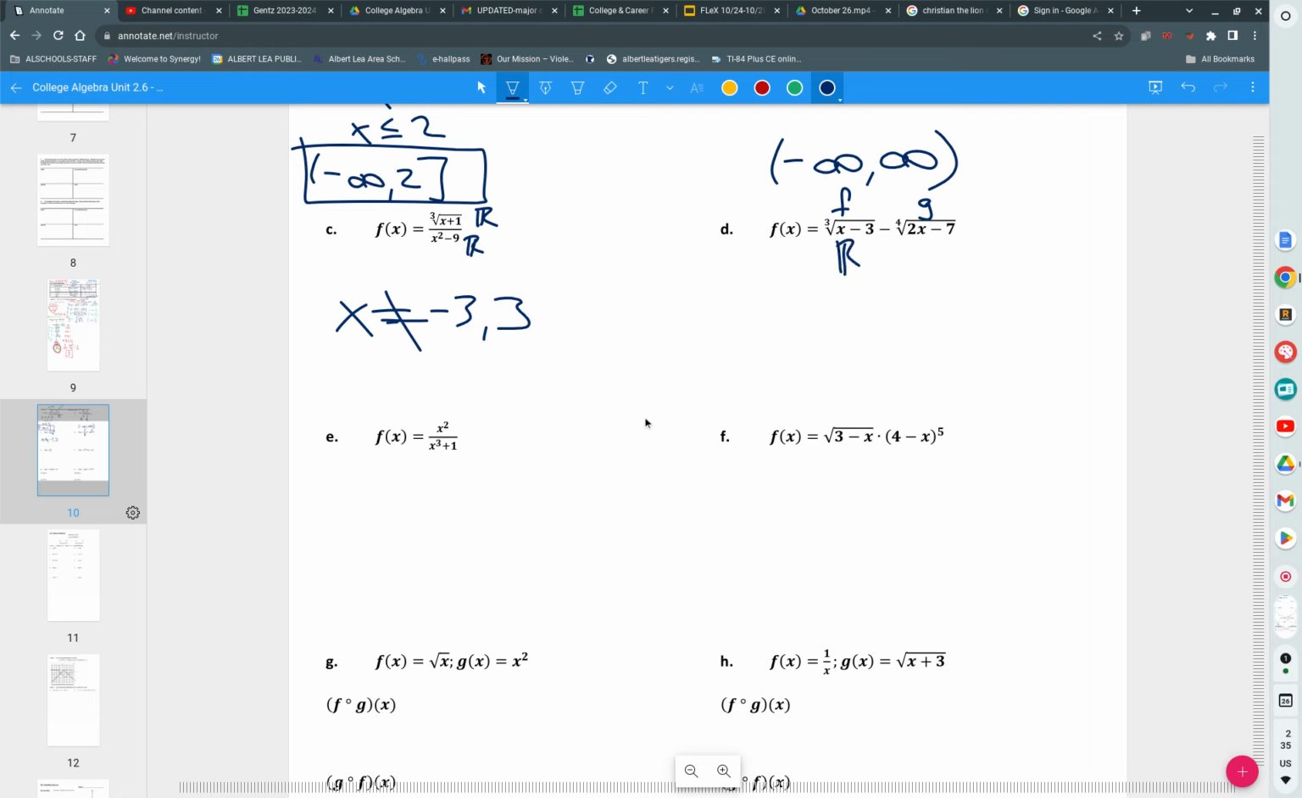Is that the same thing for the fourth root? We have to take 2x minus 7 and set it greater than or equal to 0. We add that 7 to get 2x is greater than or equal to 7. And we divide by 2 to get x is greater than or equal to 7 halves. Obviously, the overlap between these two is going to be from 7 halves to infinity.